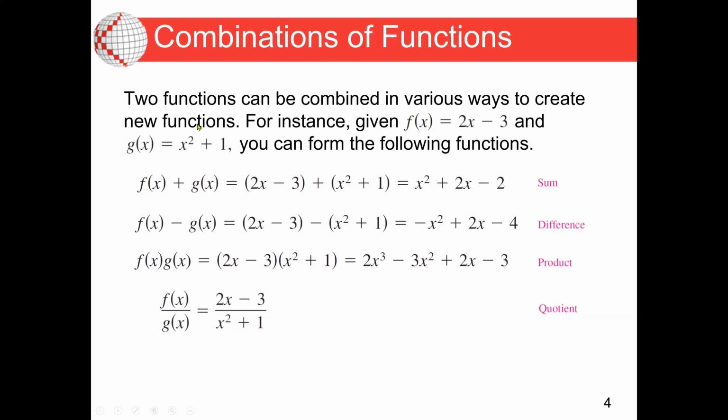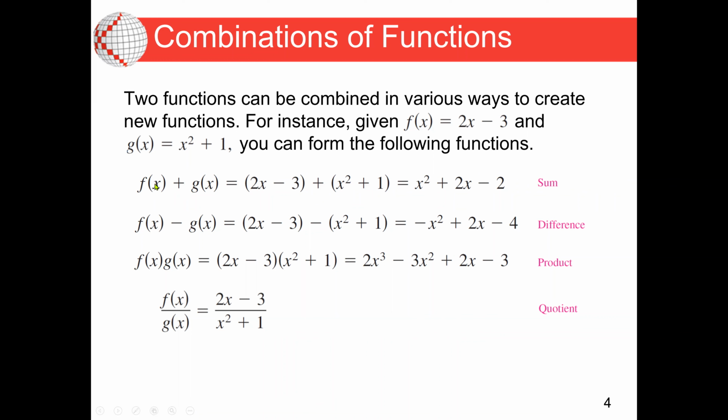Here we said that if we have two functions, the two functions can be combined in various ways to create a new function, again using arithmetic operations. So for example, here we have f(x) equal to 2x minus 3, and also we have g(x) equal to x squared plus 1. We can add the two functions together, find the difference of two functions, or the product or the quotient.